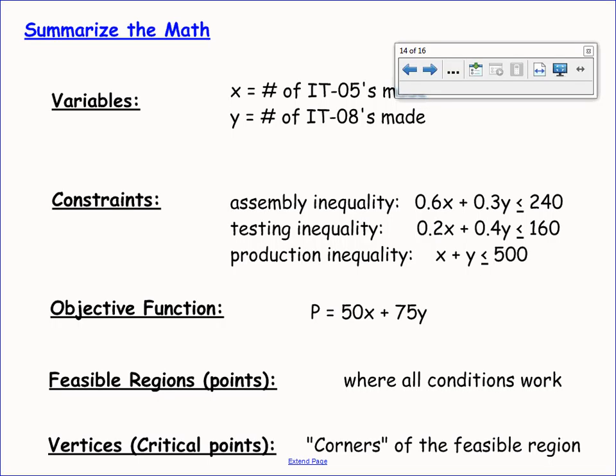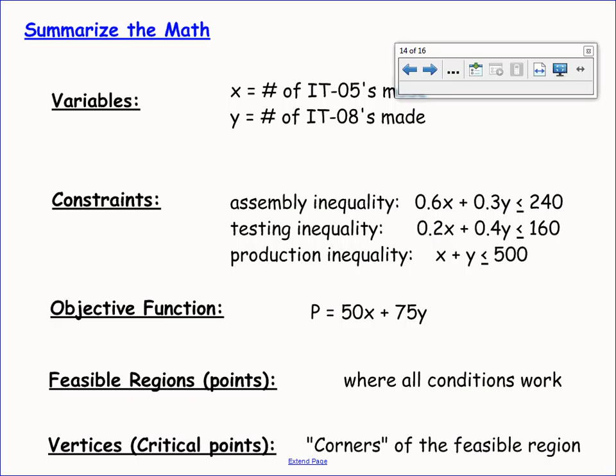You guys did great. Our feasible region, right, are the points where all of our conditions work. So we needed to be less than the assembly constraint, less than the packaging constraint, less than the testing constraint. And so that ended up being that shaded polygon that was a pentagon, right? A pentagon. And the corners of that are the critical points. And we just showed how we tested that in the previous one.